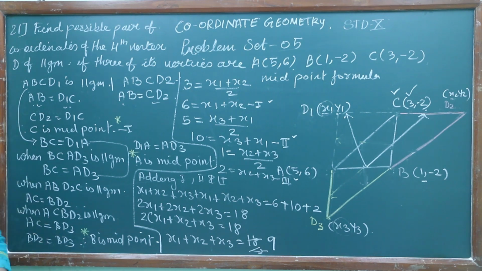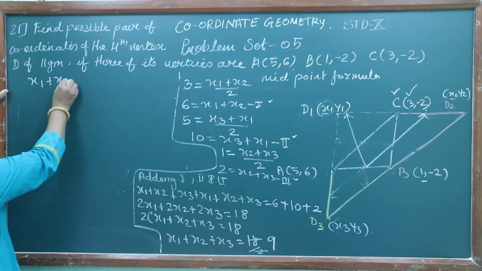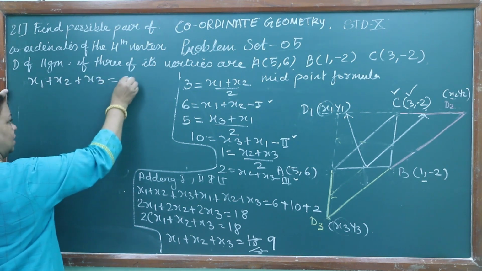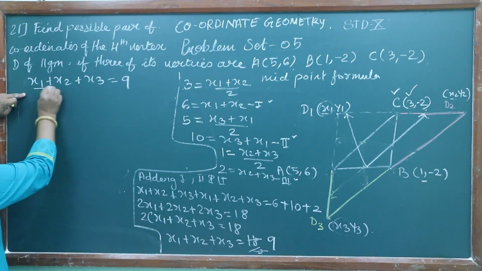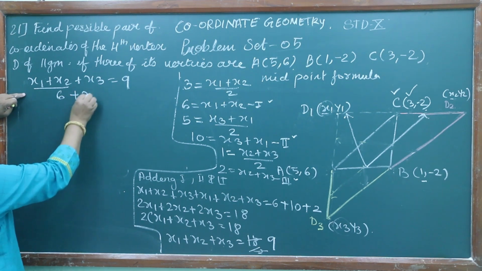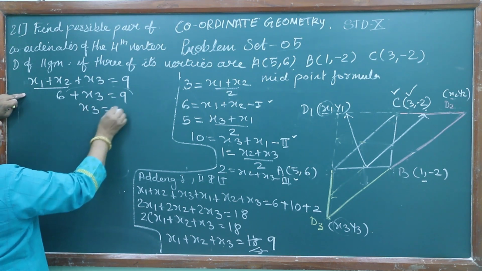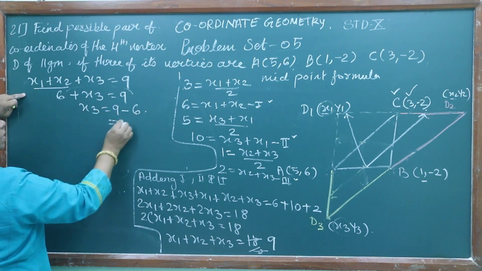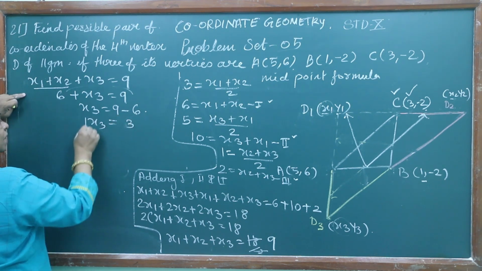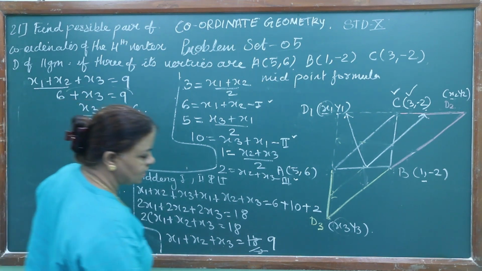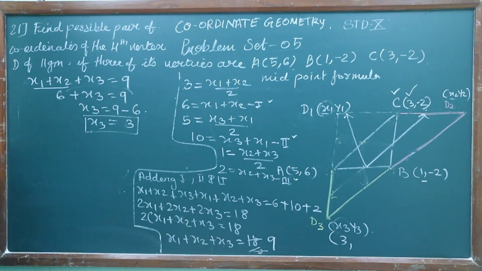I will rub this side, children. Now children, x1 plus x2 plus x3 is equal to 9. I am writing here x1 plus x2 plus x3 is equal to 9. You know here x1 plus x2 is 6. So in place of x1 plus x2 I will write 6 plus x3 is equal to 9. 6 will go here. x3 is equal to 9 minus 6. So x3 is 3. So where is x3? Here. We got one of the coordinates of D3.